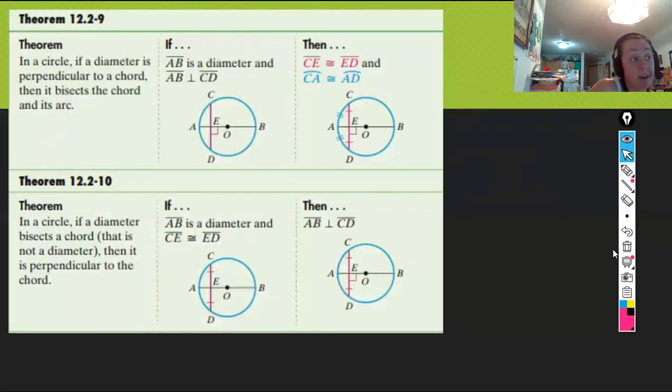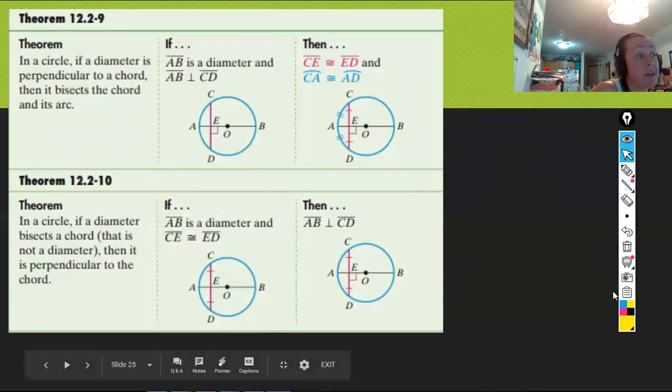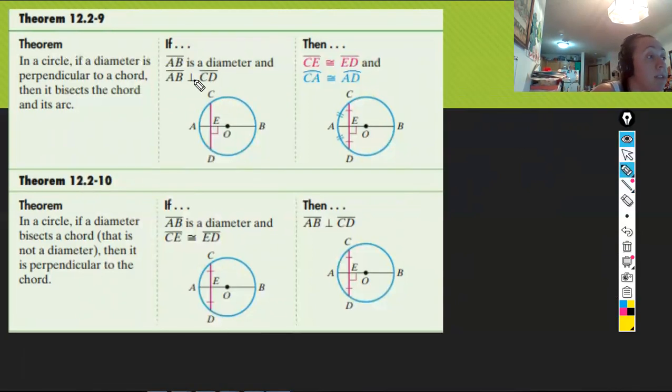So now we have a diameter and chords. That's what this is dealing with, diameter and chords. Okay, and this diameter, it's saying would always be perpendicular if you have a diameter and it's perpendicular with a chord, then it splits that chord in half, and it also splits that arc in half. That's what it's saying. If you have a diameter, so AB is a diameter, and it's perpendicular with a chord, then that chord is split in half or bisected, and it bisects the arc too.